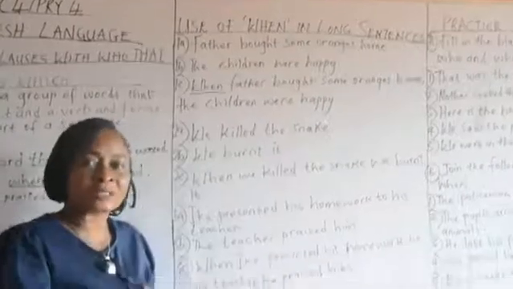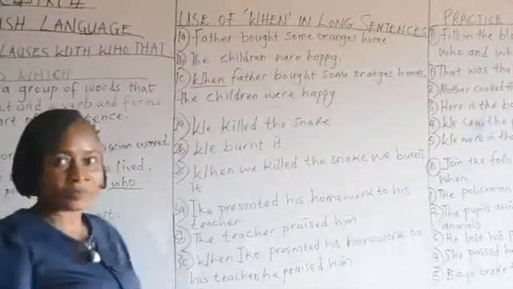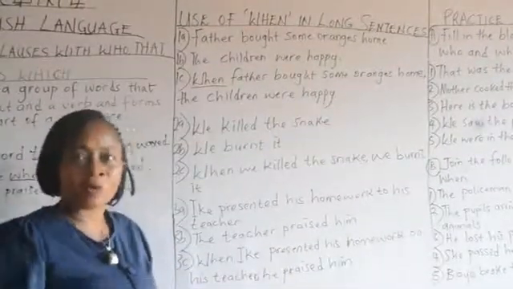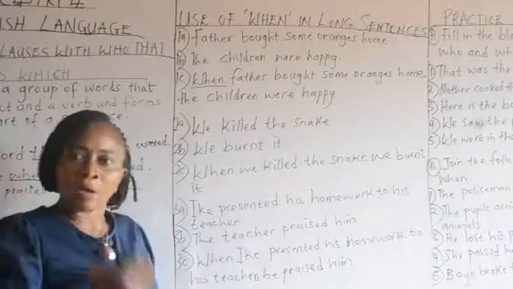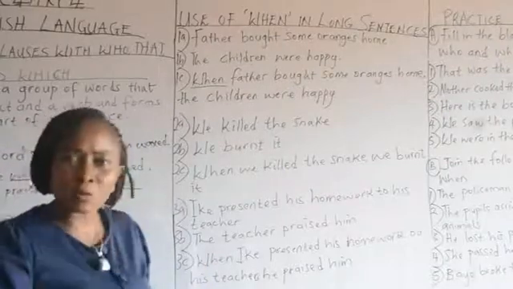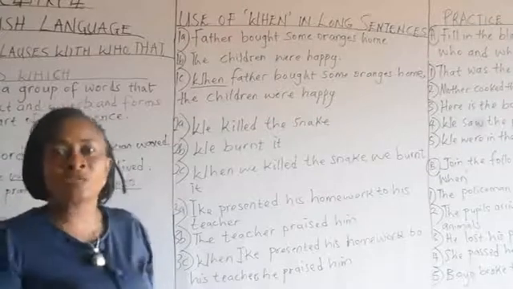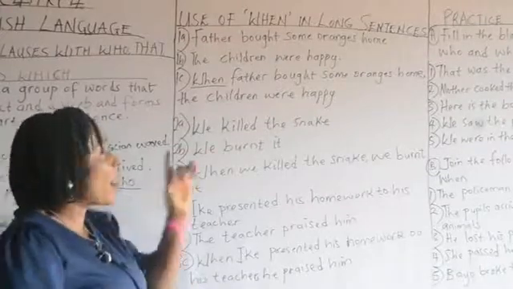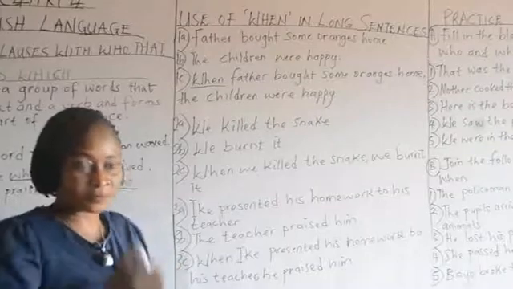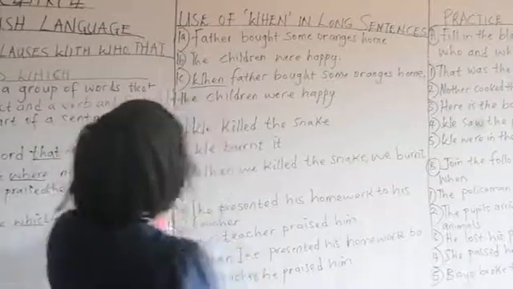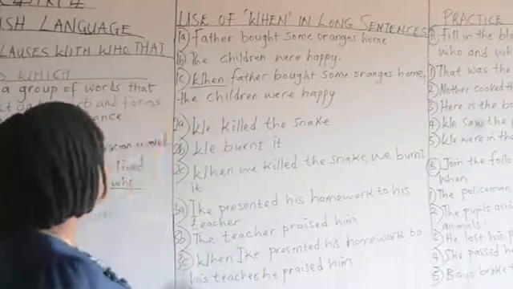The word "when" has to do with time. When will you come? When did you get back? When did you eat? So "when" has to do with what? Time. "Where" has to do with place. But "when" has to do with what? Time. Good. So I have examples on the board.